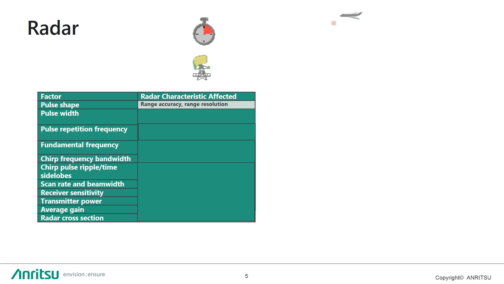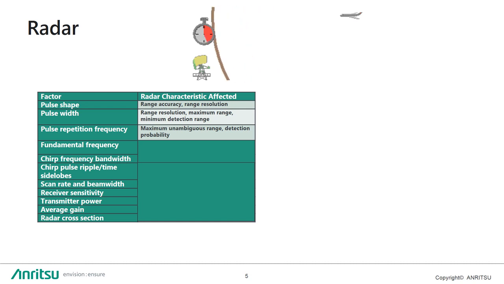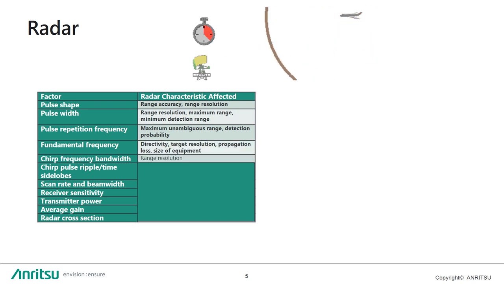The pulse width determines range resolution. A longer pulse provides more power range but less resolution. A shorter pulse gives you less range but better resolution. The PRF determines maximum unambiguous range. The maximum range from which a transmitted radar, LiDAR or SODAR pulse can be reflected and received before the next pulse is transmitted. And the fundamental frequency determines the antenna size, the beam directivity and the target size. And other factors as shown in the table affect the radar characteristics.